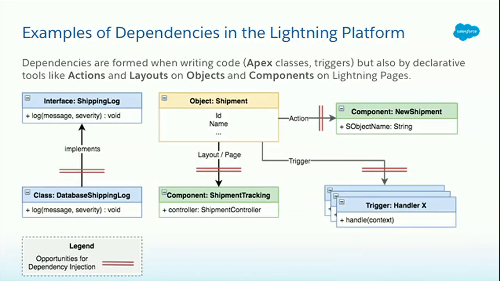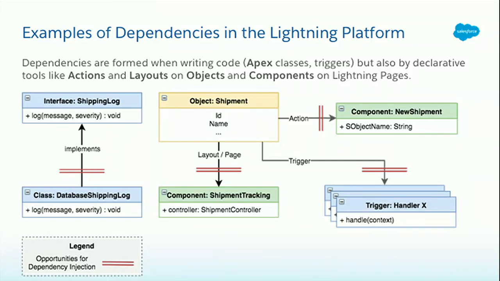When we look at some of the ways in which you can form dependencies, then clearly class A referencing class B is a dependency on those two classes between each other. We also form dependencies when we create declarative experiences, when we create a layout and we have some fields on there, or maybe you have a Lightning component on a page, or Lightning components invoked by an action. Those are dependencies between that declarative action and that Lightning component. We also have triggers. We might have trigger logic, which is dependent on a particular object. And how do we think about the dependencies between that logic and the object?